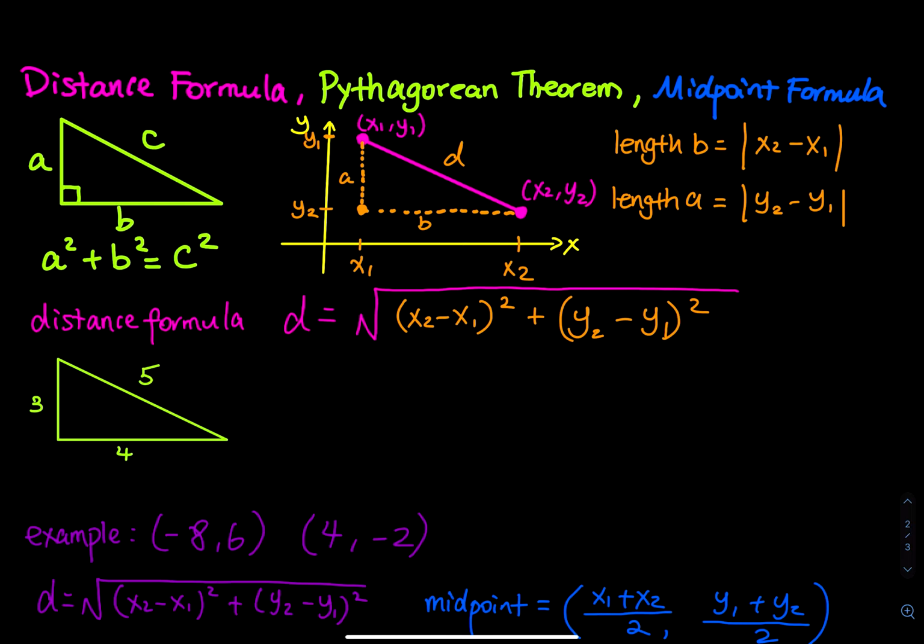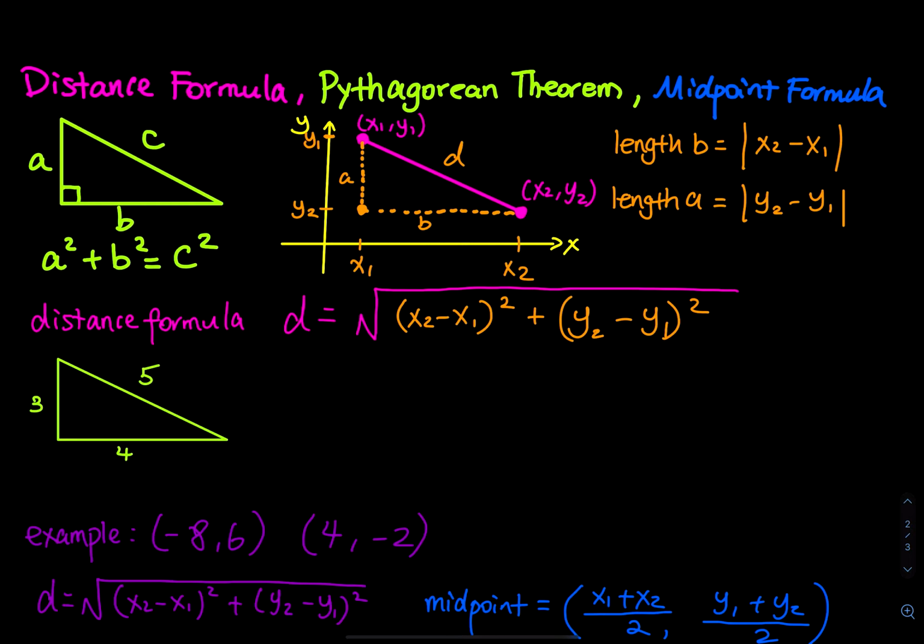What is a right triangle? A right triangle means this angle measurement is 90 degrees. So this is a right triangle. I have three lengths, A, B, and C. The relationship between these three lengths is A squared plus B squared equals C squared. This is called the Pythagorean theorem.